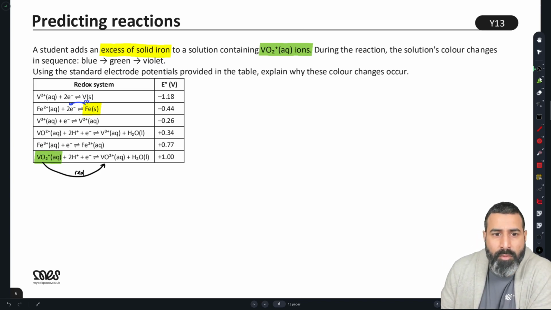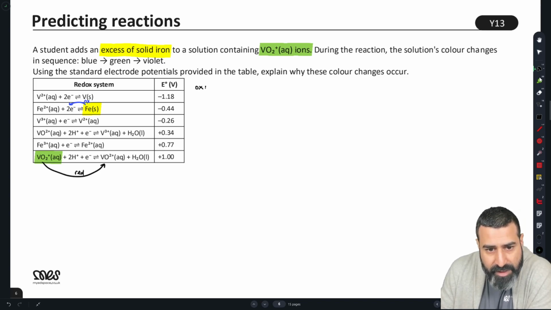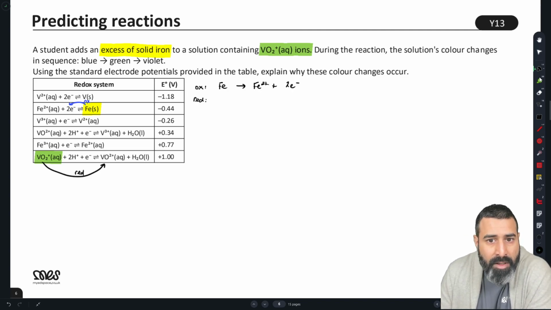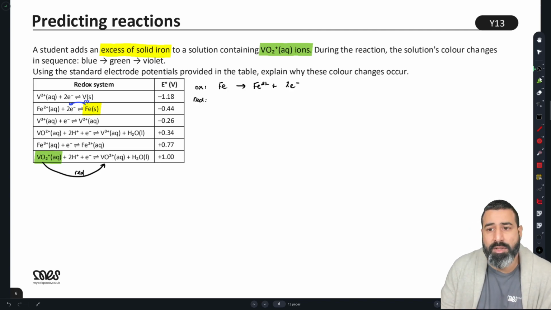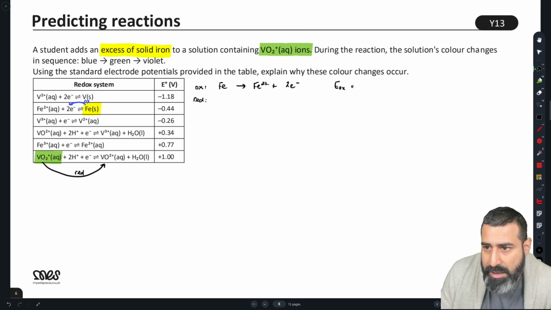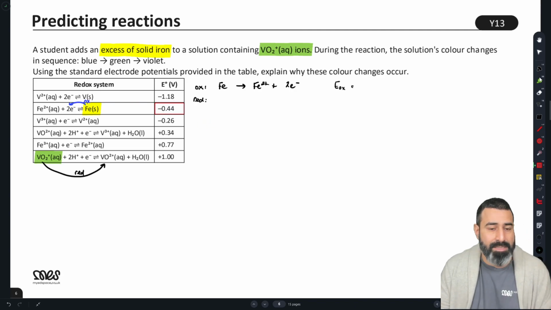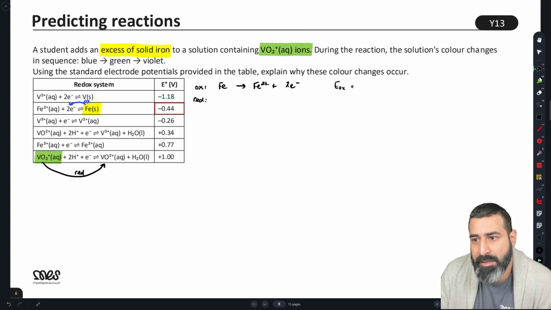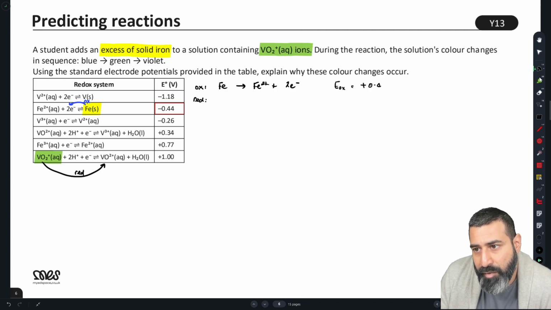Okay, we can give equations for this as well. So let's break this down into the oxidation process and the reduction process. The oxidation process is going to be Fe to Fe2+ plus 2 electrons. And if you want to do it this way, you can say that Eox is equal to not -0.44, because that's given as the reduction potential. We're going to quote this as the oxidation potential, so that's going to be +0.44 because we're going from right to left.